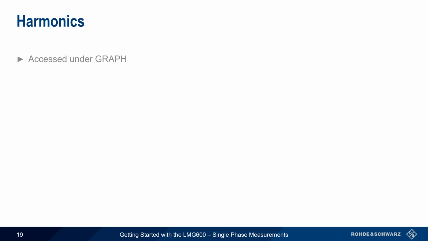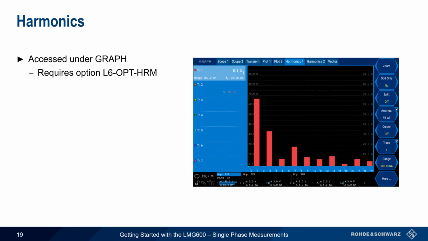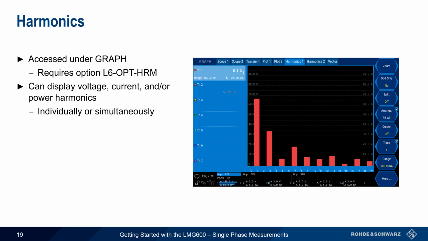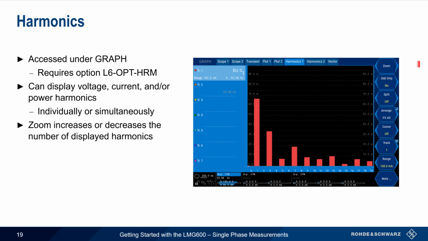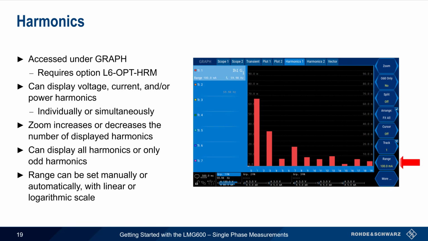Another tab under the Graph menu is Harmonics, which requires a special license option. This tab can display voltage, current, and/or power harmonics, either individually or simultaneously. The zoom menu option is used to control the number of displayed harmonics. In this example, we're showing up to the 19th harmonic. It's also possible to toggle between displaying all harmonics or only odd-order harmonics. In addition, the display range can be set either manually or automatically with a linear or logarithmic scale.